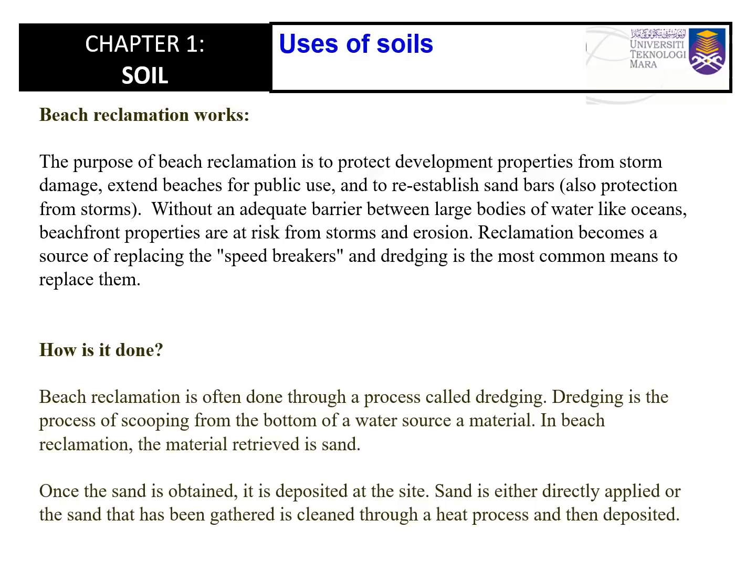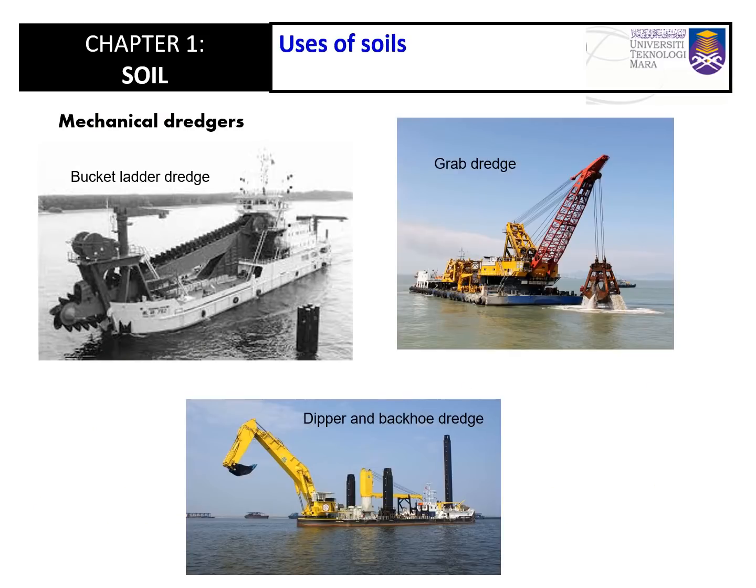Once the sand is obtained, it is deposited at the site. Macam gambar yang I showed before, rainbowing, they shoot out the sand. Sand is either directly applied or the sand that has been gathered is cleaned through a heat process and then deposited. I'll show you some pictures. So for dredges techniques, we can divide it into two different types of dredges. The equipment, I'm talking about the equipments now. And when you use different equipments, meaning the technique will be different.